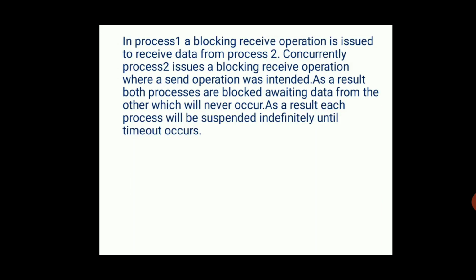In process 1, a blocking receive operation is issued to receive data from process 2. Concurrently, process 2 issues a blocking receive operation where a send operation was intended. As a result, both processes are blocked awaiting data from the other, which will never occur. So each process will be suspended indefinitely until a timeout occurs.